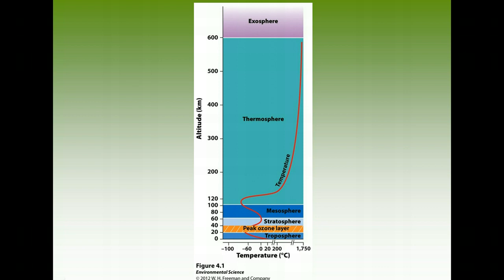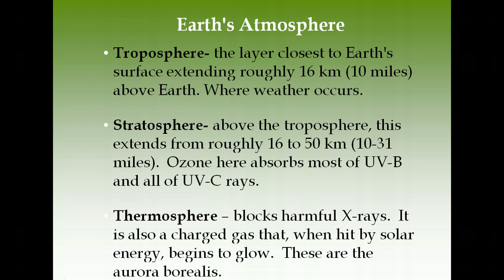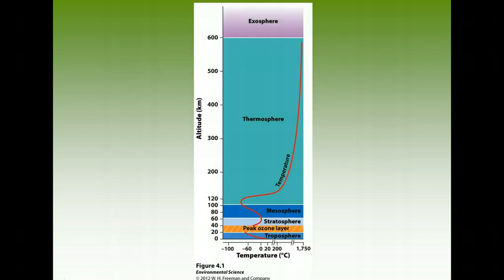The thermosphere is above the mesosphere, and this also blocks harmful X-rays. And if you've ever seen the Northern Lights or Aurora Borealis, this is the layer of the atmosphere where that happens. Okay, so you have this charged electrical gas, and the solar energy is interacting with our magnetic field and creates those Northern Lights or the Aurora Borealis. And the top layer there is the exosphere, and that's basically outer space.